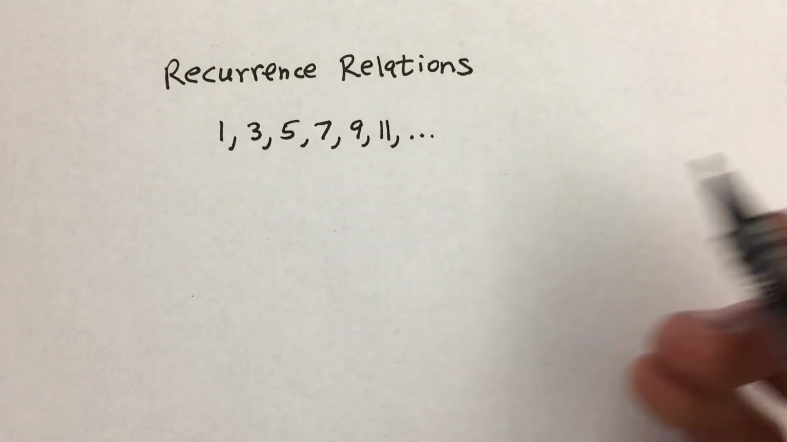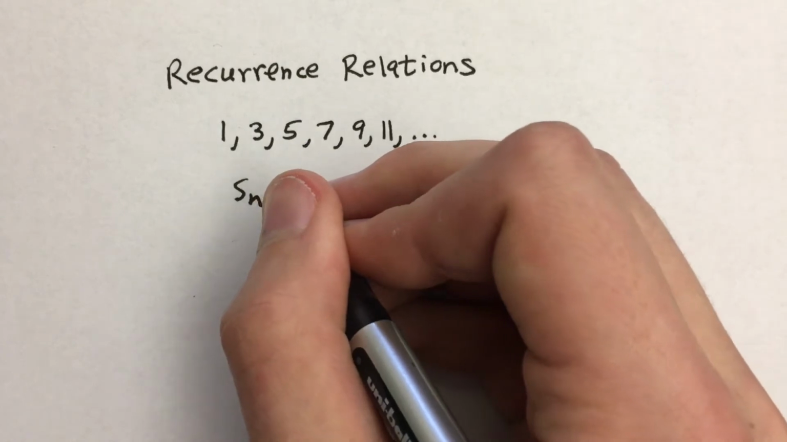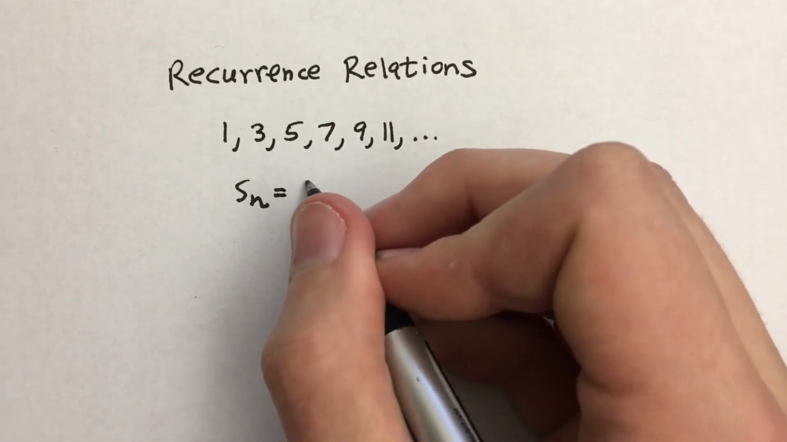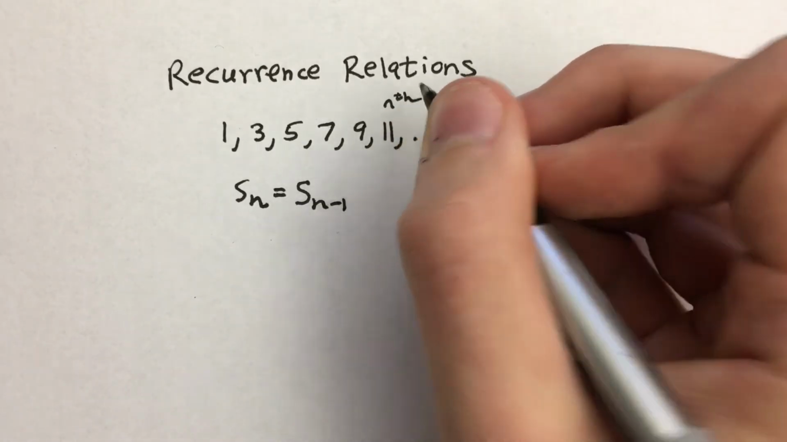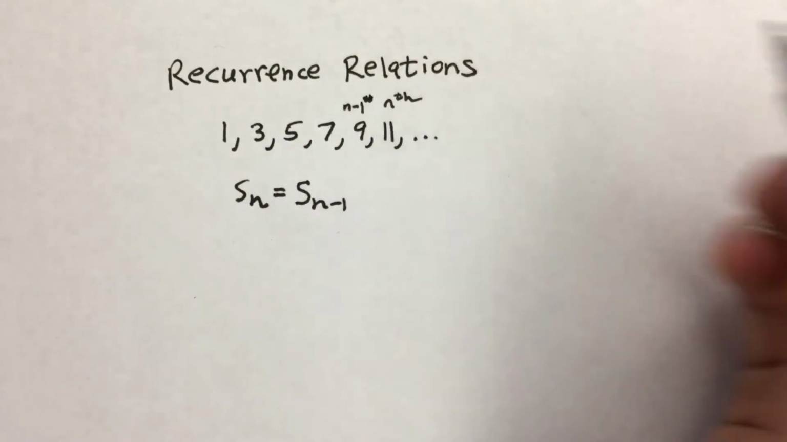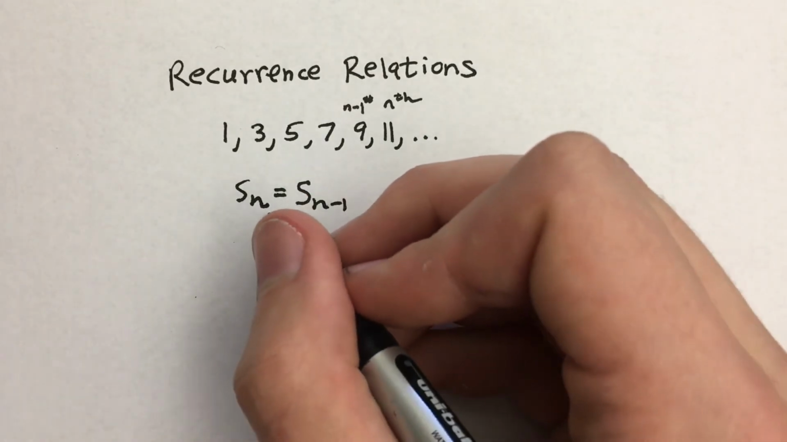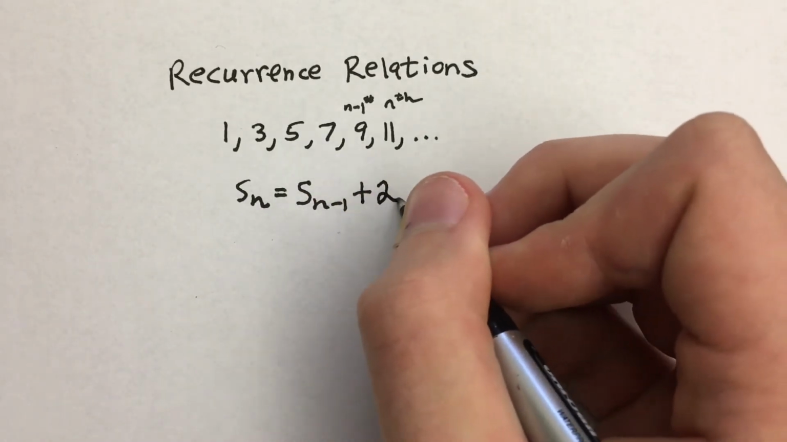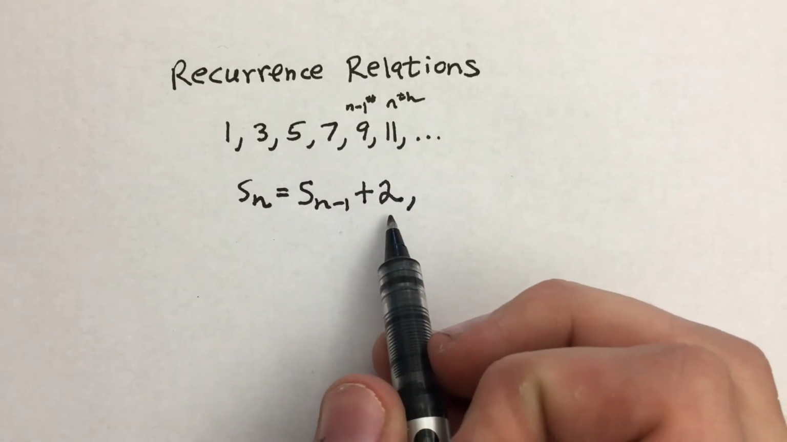So the way that we would write this is that the nth term, s sub n, is equal to the term that comes before it, s sub n minus 1, because if this is the nth term, this is the n minus first term, right? And so it's going to be s sub n equals s sub n minus 1 plus 2. And that is the first part of our recurrence relation.